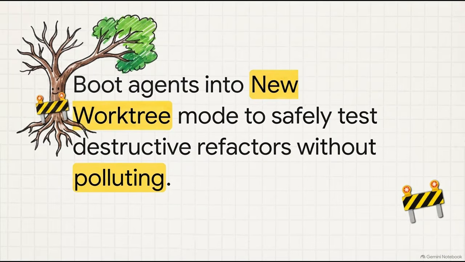So practically speaking, how do you manage the sheer risk of an autonomous agent just totally nuking your code base? Well, when you initialize a new project, say you're in Antigravity 2.0, you definitely don't want to just let the agent loose on your main branch. Instead, you can boot agents directly into new worktree mode. This spawns a completely isolated Git worktree. It lets the agent test out massive, highly destructive refactors safely without ever polluting your actual active working directory.